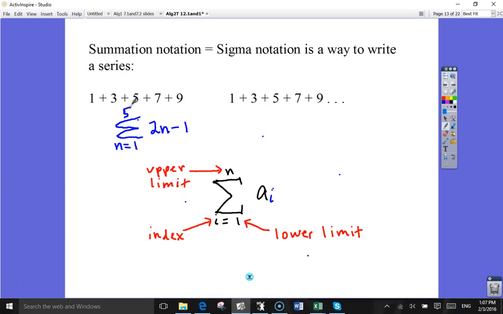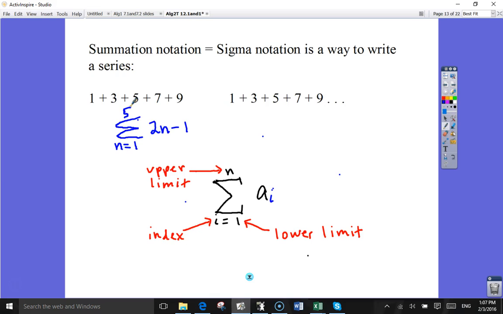No, the lower limit is the first number you plug into this formula. It's just a coincidence this time that this one and that one are the same. It doesn't have to be. And the upper limit is the last number you plug in. So 2 times 5 minus 1 is 9. You get it? Okay, so this was a finite series because there were only 5 terms.